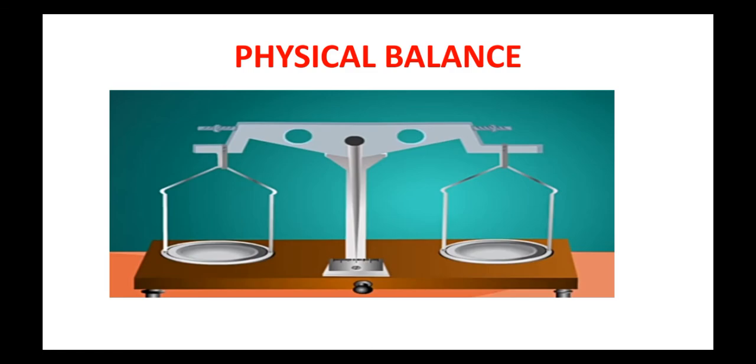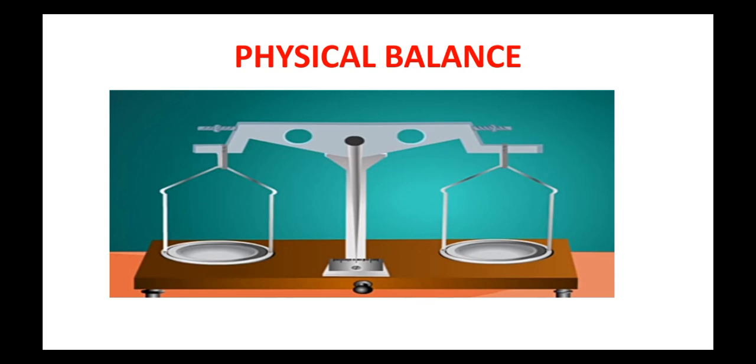Now dear children, the beam balance can be of different types. The beam balance used by the vegetable seller is of a different kind. Now suppose you want to measure costly substances like gold, silver, then a physical balance is used in the laboratory. Okay, so this is the physical balance.